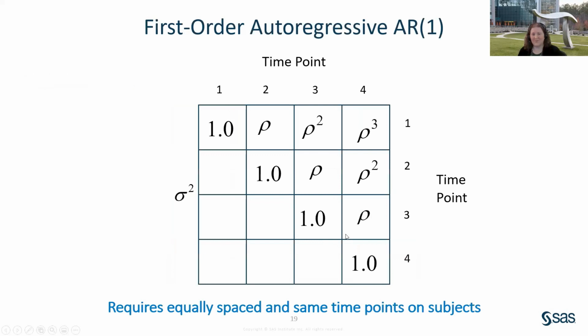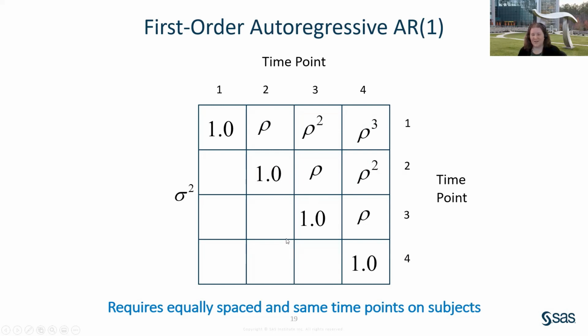We have a couple of simpler versions. These are much simpler than unstructured, but more complex than compound symmetry. This one's very popular. It's called first order autoregressive, or AR1. So here we're still estimating one correlation rho, like we saw in compound symmetry, but then we raise it to a power based on the number of time points between. So time points that are 1 time point apart get a power of 1, time points that are 2 time points apart get a power of 2, etc.